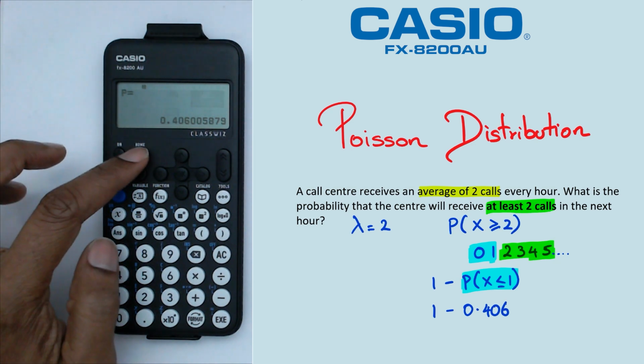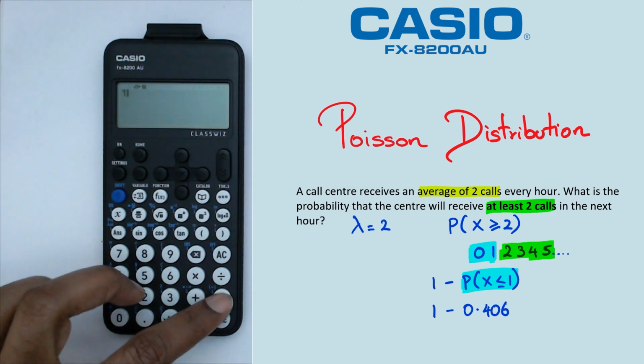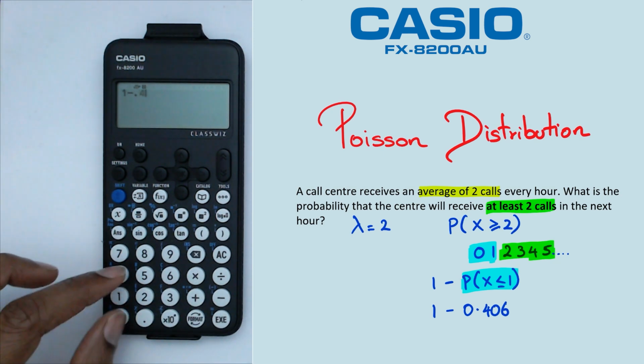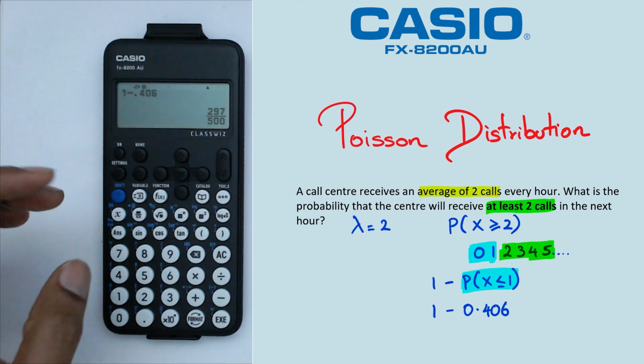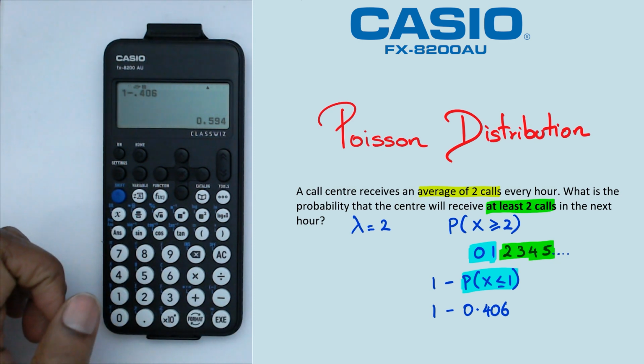And then we're going to go into the normal calculate mode of our calculator. So just going to calculate, and we're going to go 1 minus 0.406. Now what we've got here is a fraction, and just click on Shift EXE to convert that to a decimal. So we should get a final answer of 0.594.